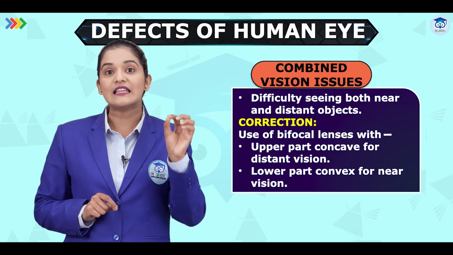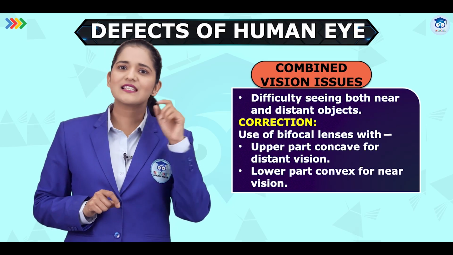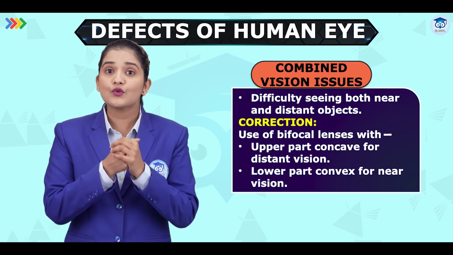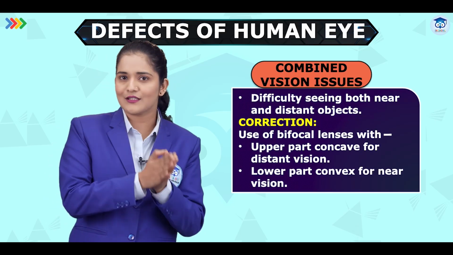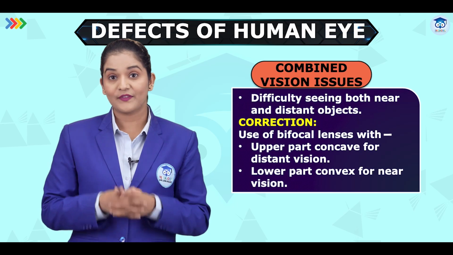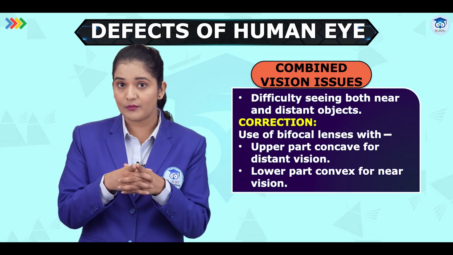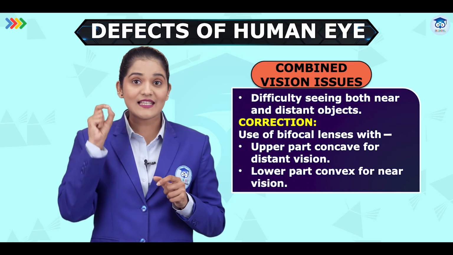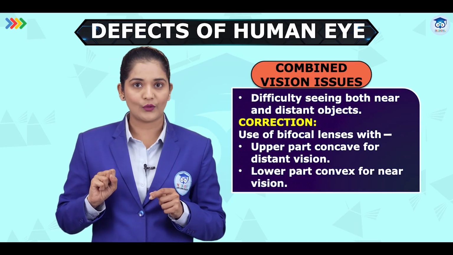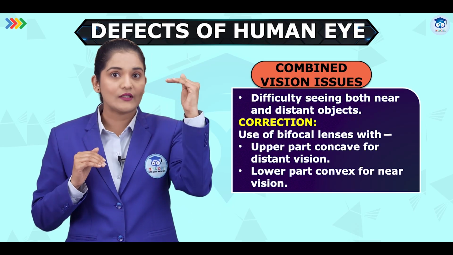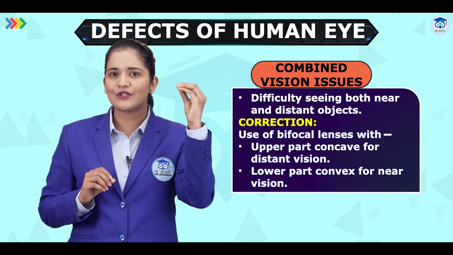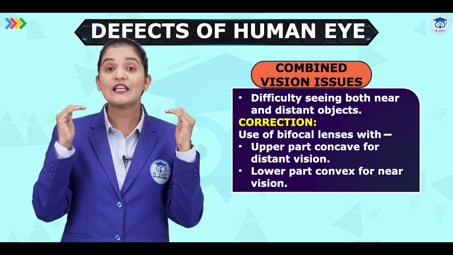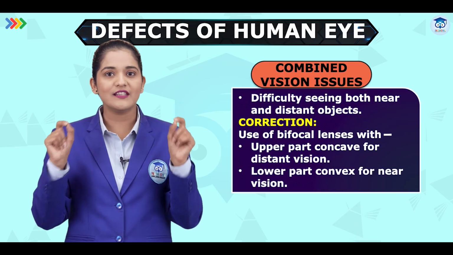In some cases, individuals may experience combined vision problems, where both nearsightedness, that is myopia, and farsightedness, that is hypermetropia, occur in the same eye. This condition affects the ability to see both near and distant objects clearly. To correct combined vision problems, bifocal lenses are commonly used. These lenses have two optical zones. The upper part is concave, used for distant vision, and the lower part is convex, used for near vision.